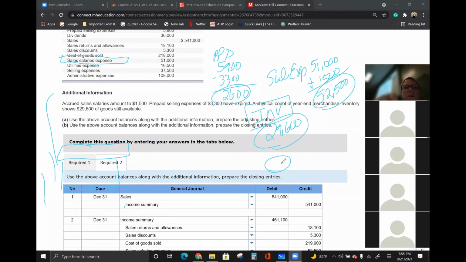So let me do this real quick. This salaries expense was 51,000. We made the adjustment of 3,300 from the prepaid, and it's going to get added here.